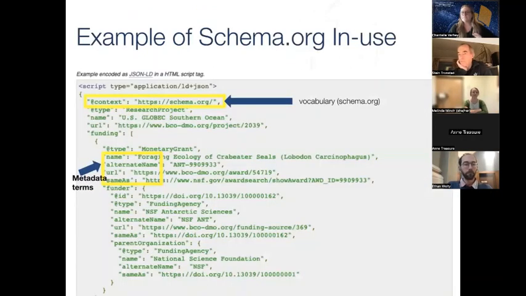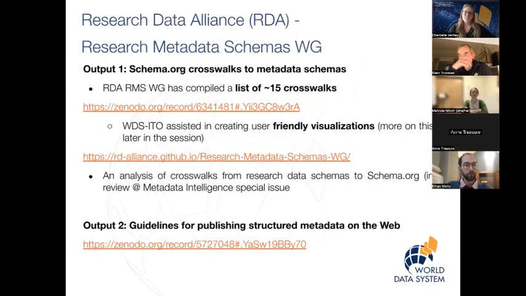So an example of schema.org in use, and this is more on the technical side, is that you have your schema.org tags implemented alongside your current metadata standards and terms. So it's not like you're having to adhere to a new metadata schema or implement something like that. It's supposed to be a lightweight implementation.